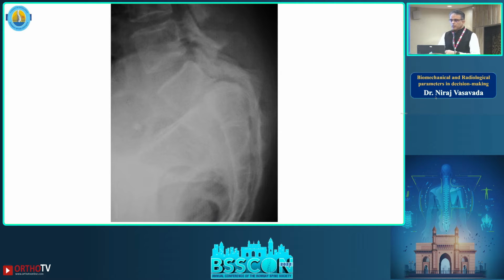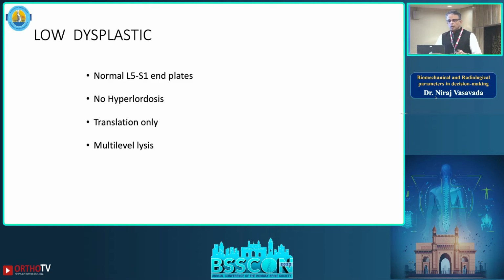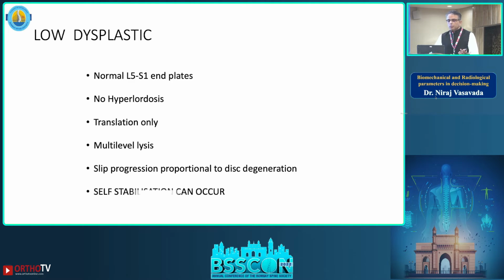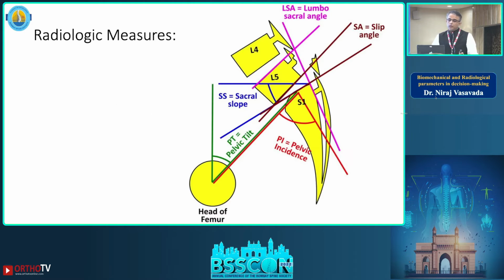So this is a patient where you can see there is a vertical sacrum, there is doming of the sacral end plate and a trapezoidal vertebra. This is a classic example of high grade spondylolisthesis. So what are low dysplastic ones? Low dysplastic ones have normal L5S1 end plates, no hyperlordosis, only translation, maybe a multi-level lysis, and slip progression depends on disc degeneration. So it is not the mechanical shear force or a constitutional arrangement of the lumbosacral junction, but degeneration that plays a role in whether it will progress or not. Sometimes self-stabilization can also occur, and these are the patients you can plan to treat conservatively.